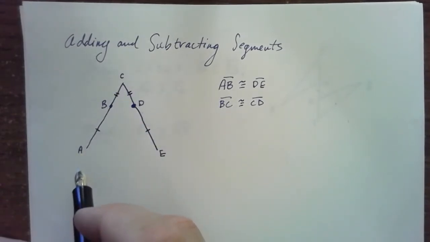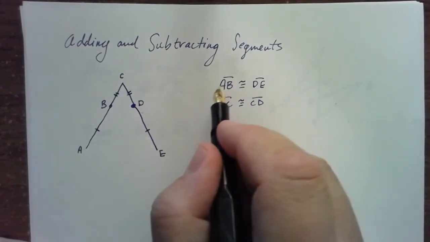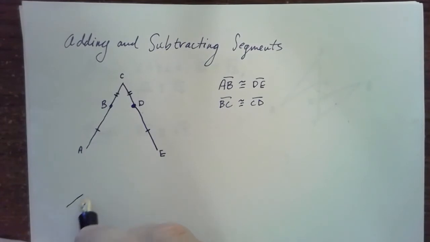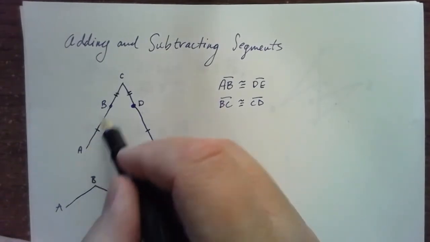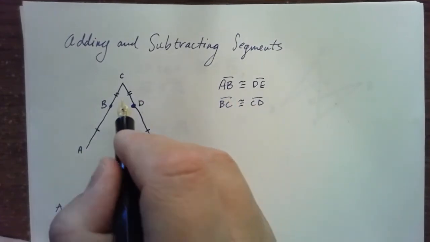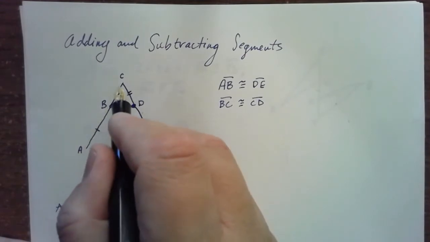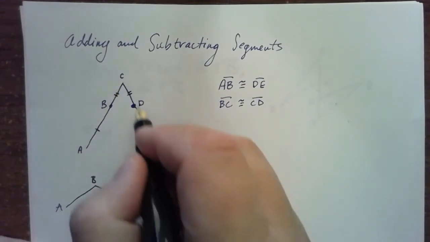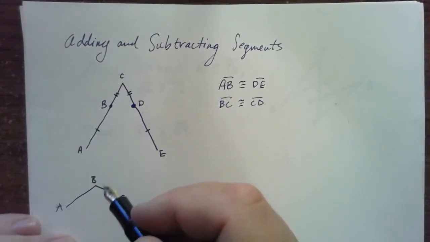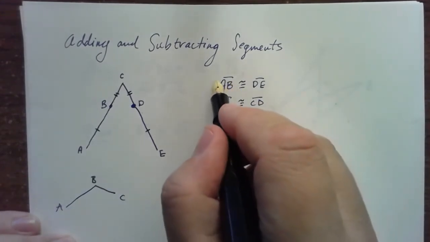This is the idea of adding segments. It's a little bit like adding equations, except you have to look at the picture. This wouldn't make any sense if these were bent. If I went A, B, C like this, I couldn't add these segments to get a new segment in any meaningful way. But because these line up, I can say, those match and these match. So if I combine these together into a longer segment, and I combine these together into a longer segment, those must also match.